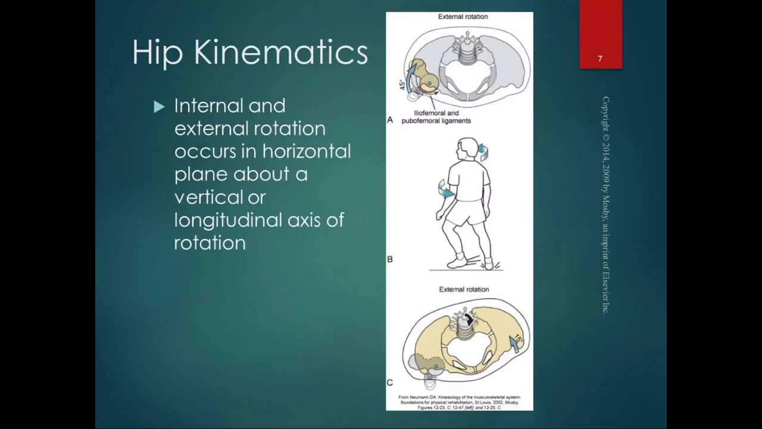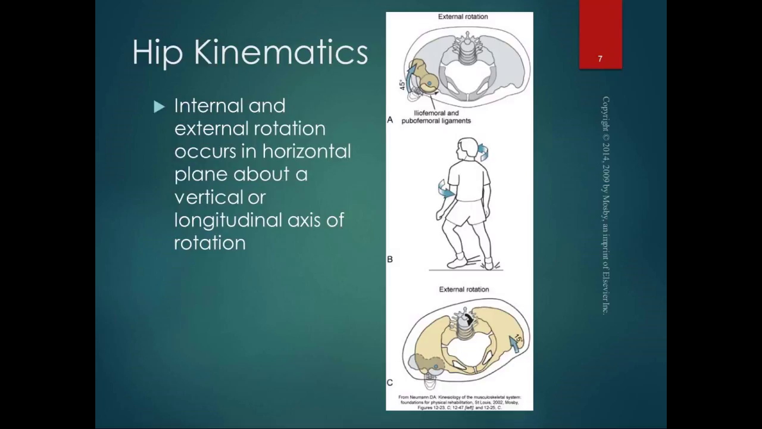With internal and external rotation, they occur in a horizontal plane about a vertical or longitudinal axis of rotation. So the pelvis is rotating around the femur, if that makes sense. If the pelvis is moving medially, it's internal rotation, and if it's moving laterally, it's external rotation. If the anterior part of the femur is moving medially, it's internal rotation. If the anterior part of the femur is moving laterally, it's external rotation. Hopefully that was crystal clear.